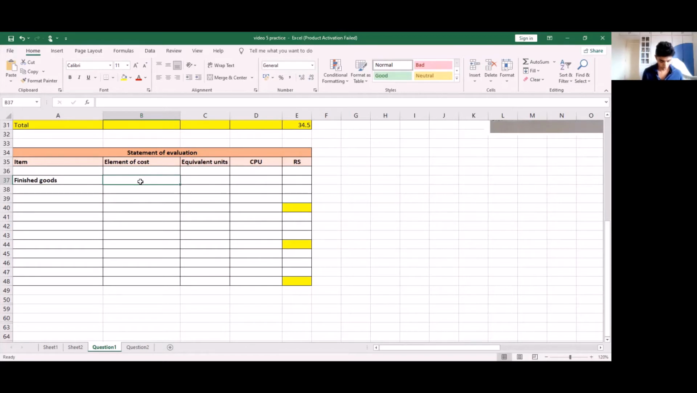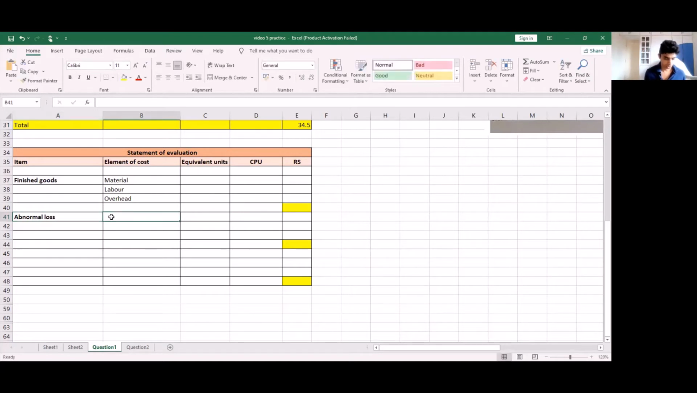So in our element of cost, we have material, labor, and overhead. Then we have our next item, which is abnormal loss.